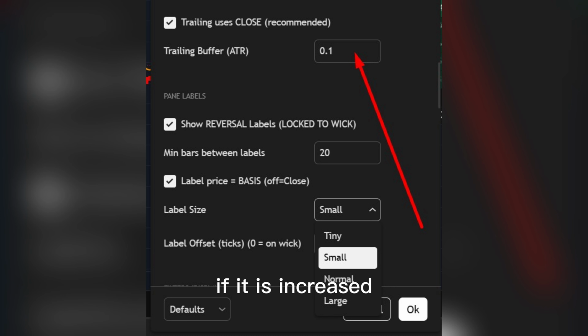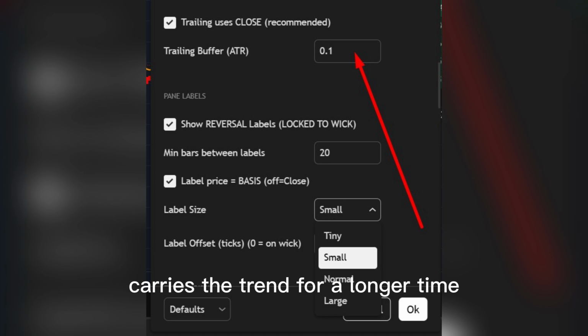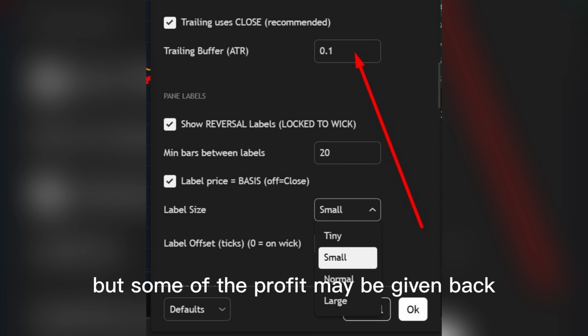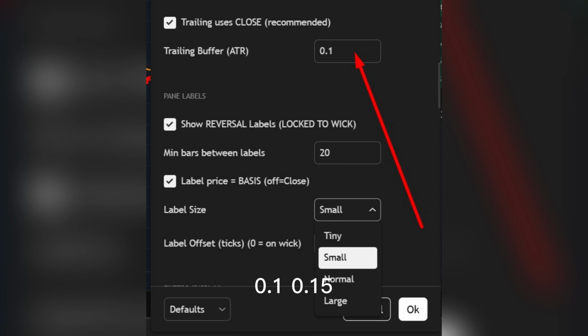If it is increased, the stop becomes looser and carries the trend for a longer time, but some of the profit may be given back. Therefore, a range of 0.1 to 0.15 is suitable for 5 and 15-minute charts, 0.1 for 30-minute and 1-hour charts, and 0.15 to 0.3 for 4-hour and higher timeframes for balanced and professional use.